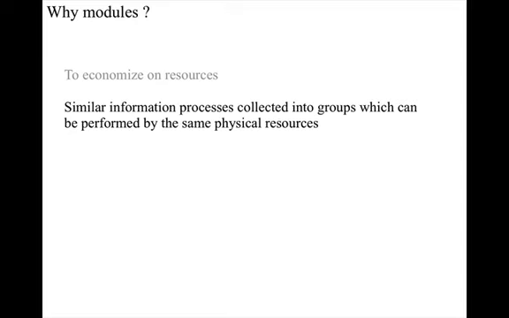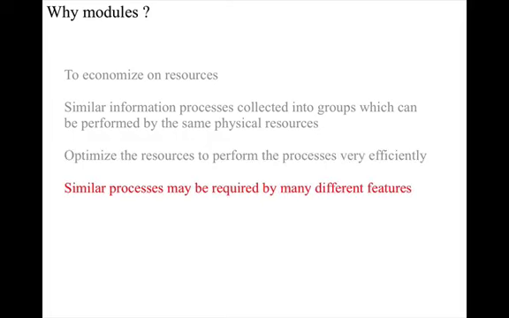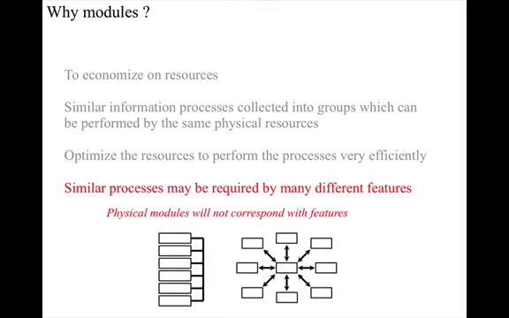All sorts of different information processes will be needed to perform all the system features, and to economize on resources, similar information processes are collected into groups, independent of what feature they're supporting. And a module is created with its resources optimized to perform that type of process very efficiently. With this definition, a module always supports lots of different features, with the result that we've already discussed extensively for computer systems. The application architecture is nothing like the resource architecture.